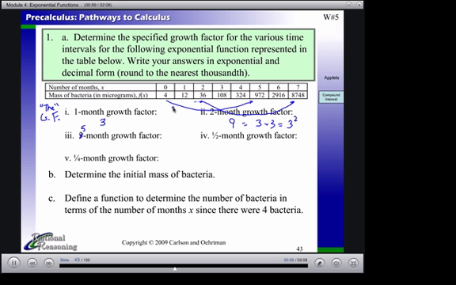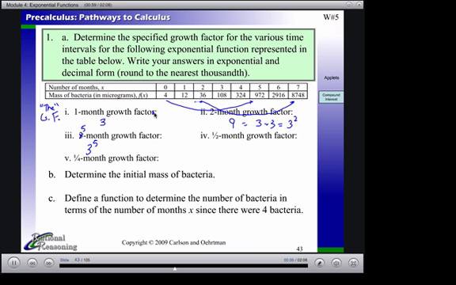Would it work? Yeah, because it's equivalent to advancing forward 5 months. Every time you advance forward a month, you multiply by 3. So if you advance forward 5 months, you're going to multiply by 3 5 times. 4 times 3 times 3 times 3 times 3 times 3. Or in other words, 4 times 3 to the 5th. Or 36 times 3 to the 5th should give you 8,748.